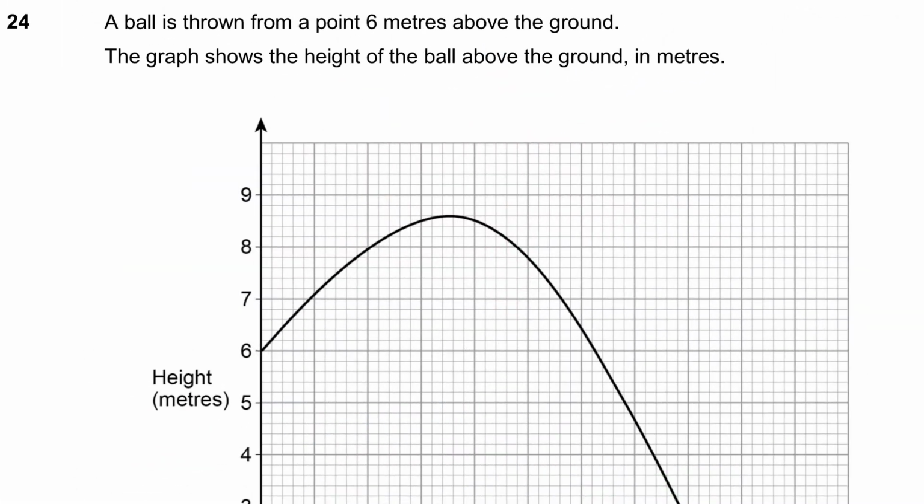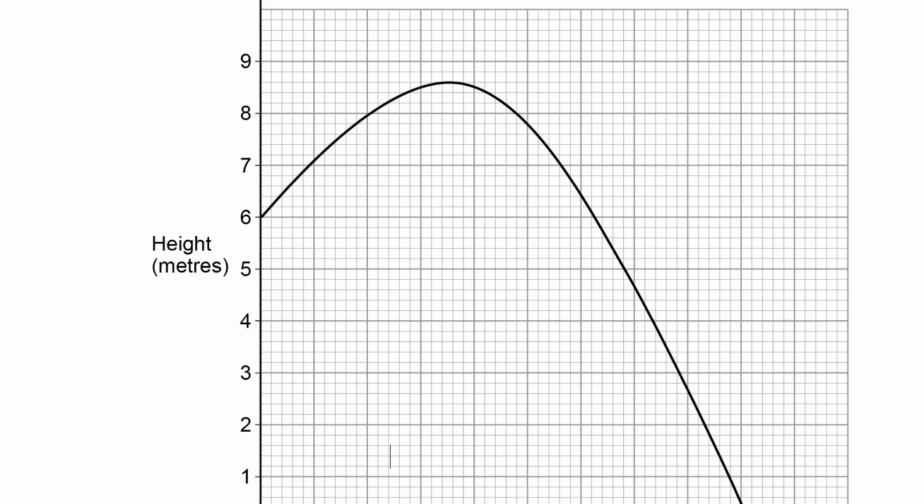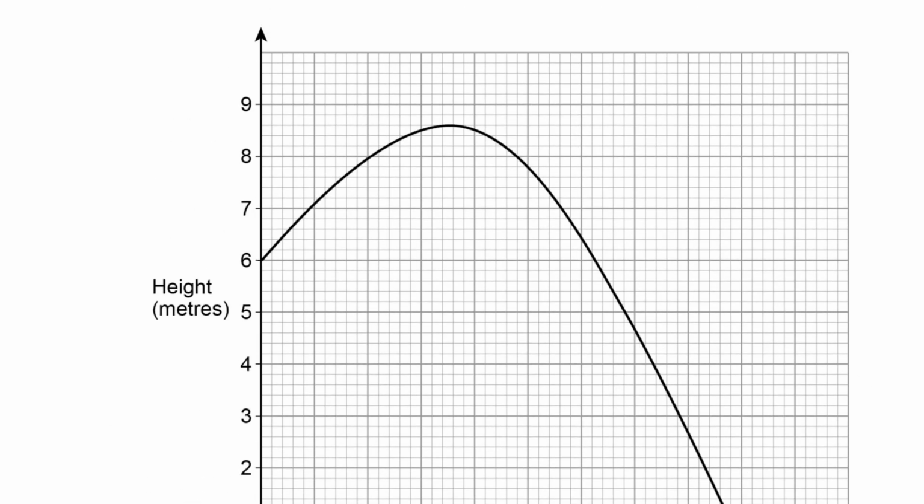Question 24. A ball is thrown from a point 6 meters above the ground. The graph shows the height of a ball above the ground in meters. Now, 6 meters is probably about roof height of a house. So imagine you're standing on the roof and you throw a ball off the roof. The first part of the journey, the ball is going to go upwards, but then due to gravity, it starts falling to the ground and it hits the floor a fair distance from the house, something like that. Okay, what we need to do though is estimate the speed of the ball in meters per second after 1 second. Okay, now after 1 second, the ball is at this point on the curve, isn't it?